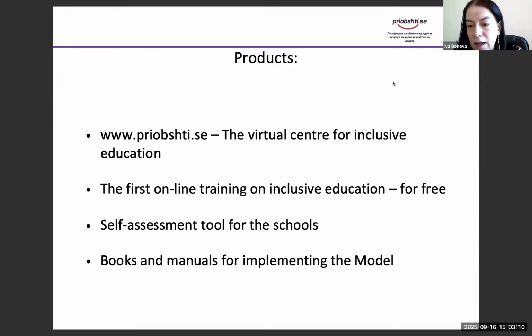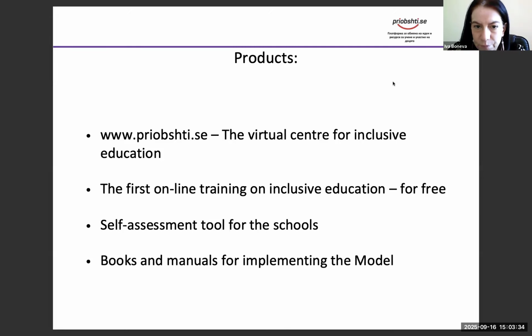This is what we had. We have a virtual center for inclusive education with resources. We have the online training on inclusive education, which is free. We give a self-assessment tool for the schools. And of course, there are many, many books and many manuals and trainings for implementing the model.